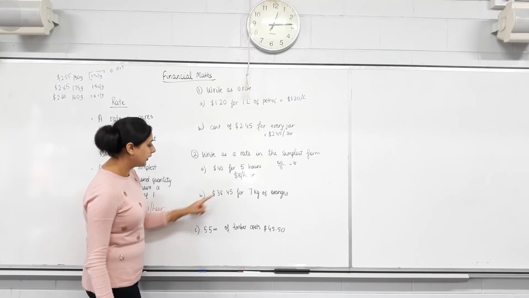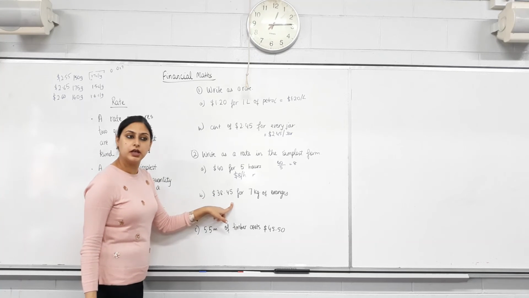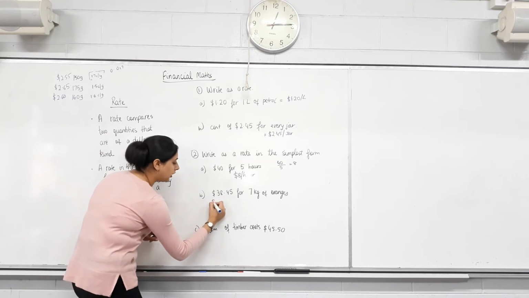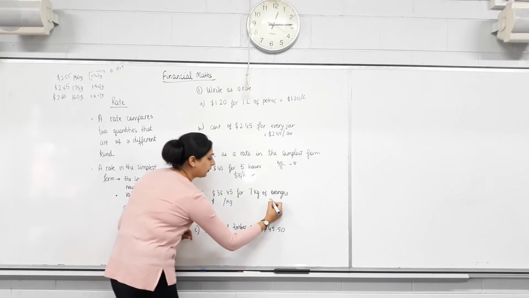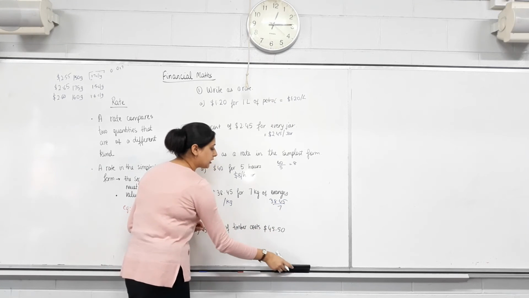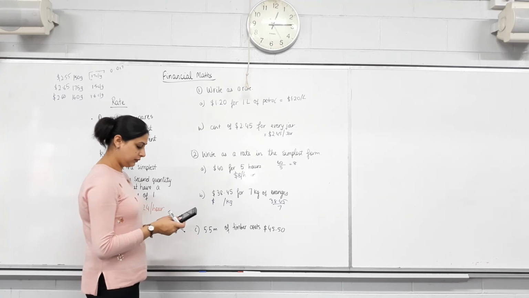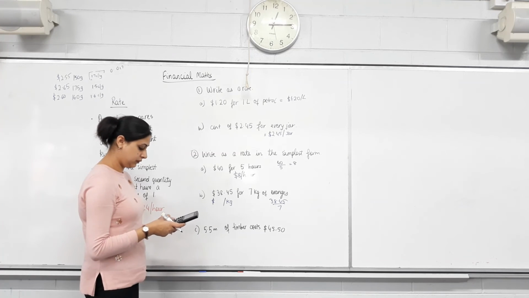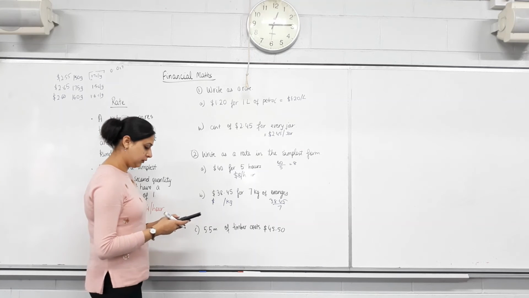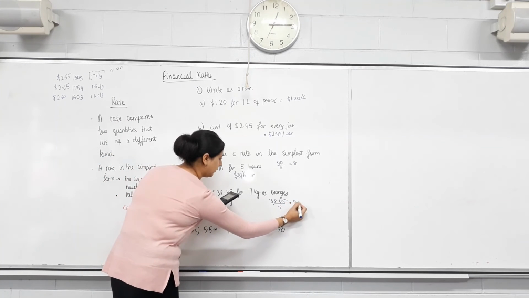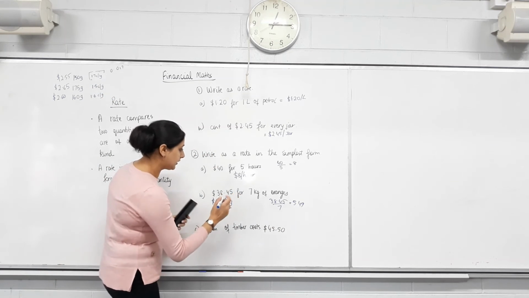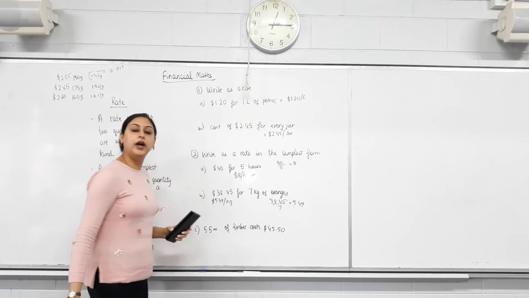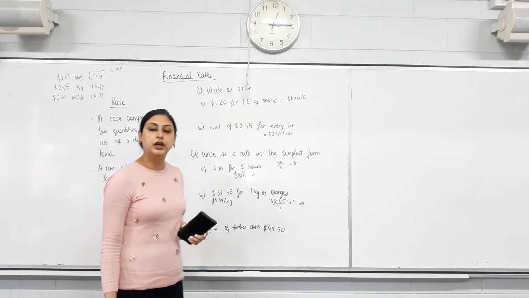Okay? Next one. $38.45 for 7 kilo of oranges. How much would we pay for 1 kilo? What's the rate? Dollars per kilo. So what would you divide? 38.45 by 7. Do it now on your CAS, to 2 decimal places. 5.49. I should have said 2 decimal places here, so my apologies. We'll fix that later. So $5.49 per kilo. Happy with that?